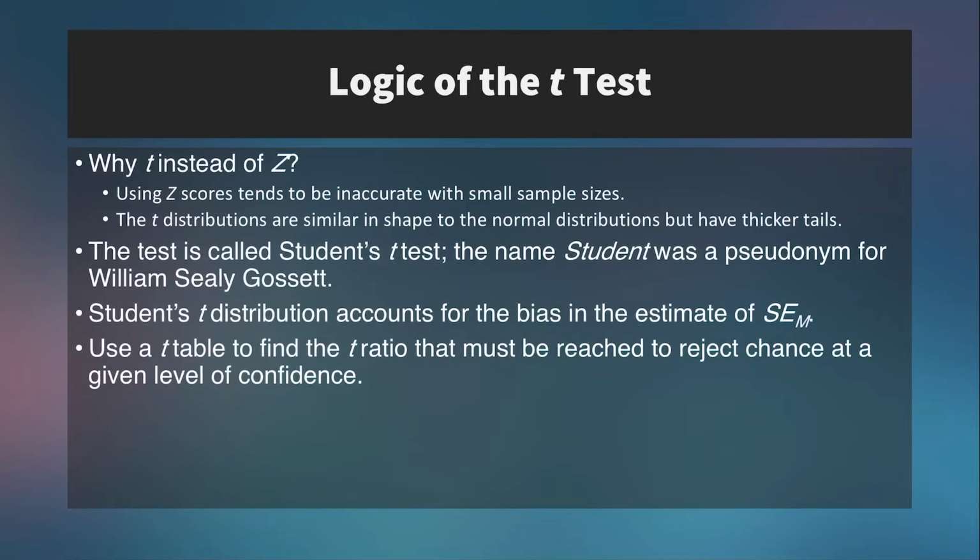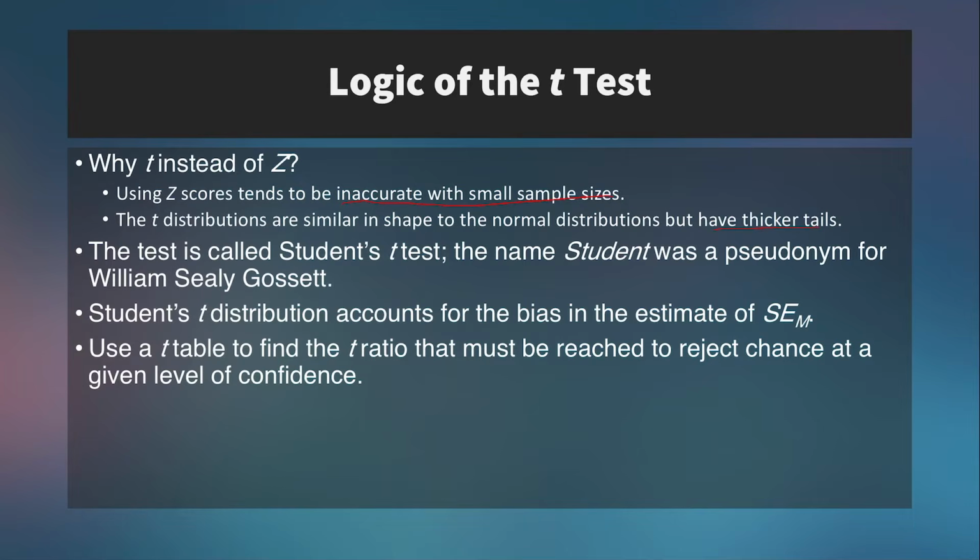Now, why would we use a t-distribution instead of a z-distribution? Well, using z-scores tends to be inaccurate with small sample sizes, and the t-distributions are similar in shape to the normal distributions, but they have thicker tails. So as I mentioned previously, we use a t-distribution when our sample sizes are smaller. And if you look at a t-distribution, as the degrees of freedom increases, as the sample size increases, it actually does approach a z-distribution or a normal distribution.